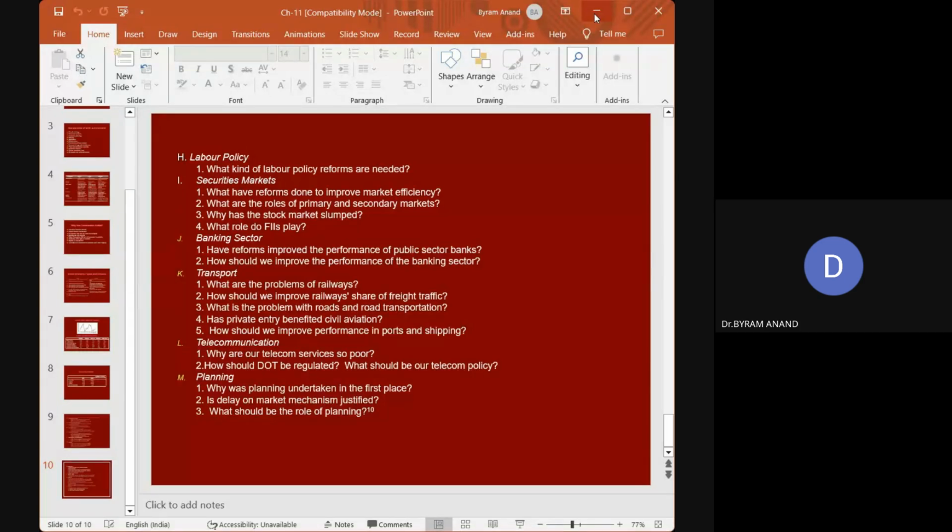tea, cashew nut, then other areas where you can interfere so that your natural environment can be protected.